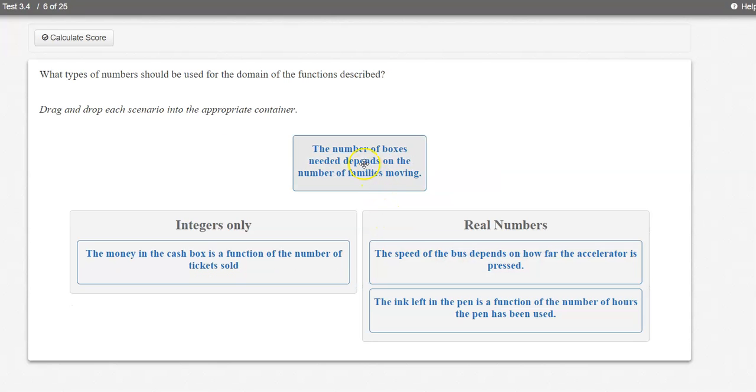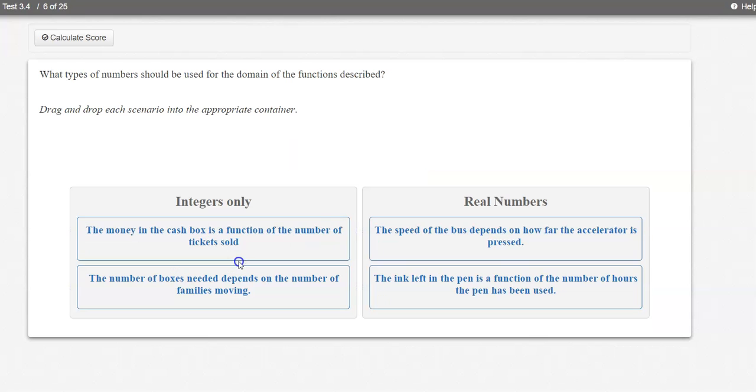You'd measure it. The number of boxes needed depends on the number of families moving. Once again, you would count the number of boxes. You would count the number of families, so be sure to choose integers, because the number of boxes would be integers.